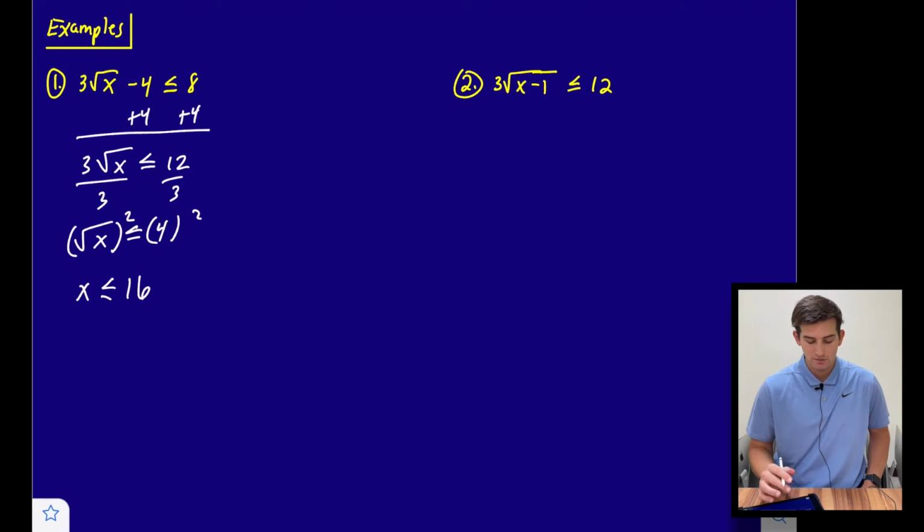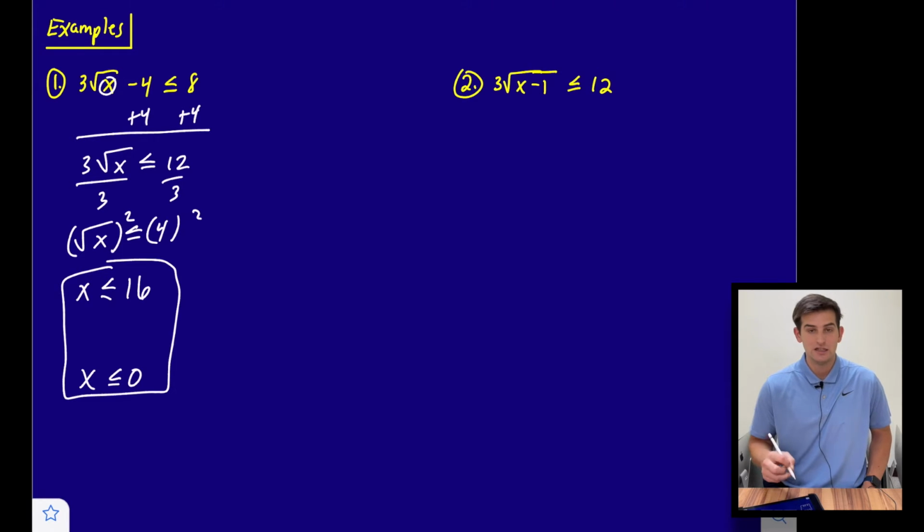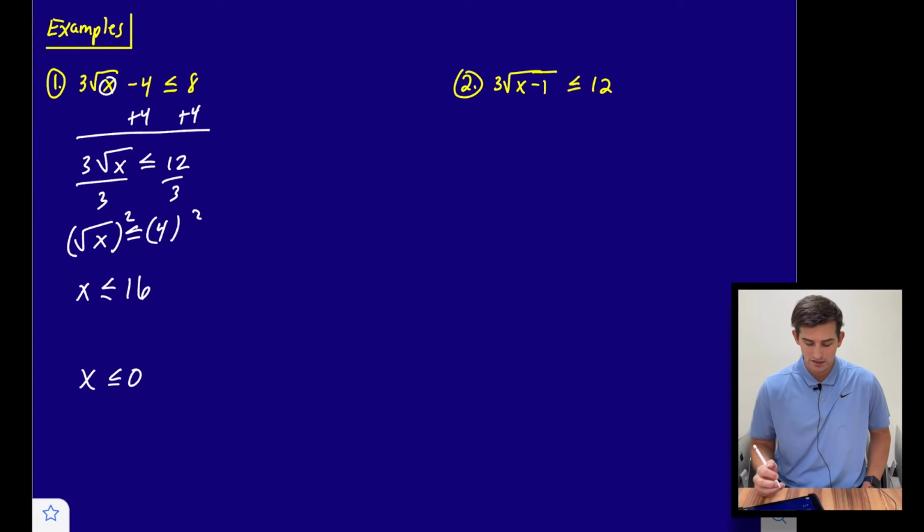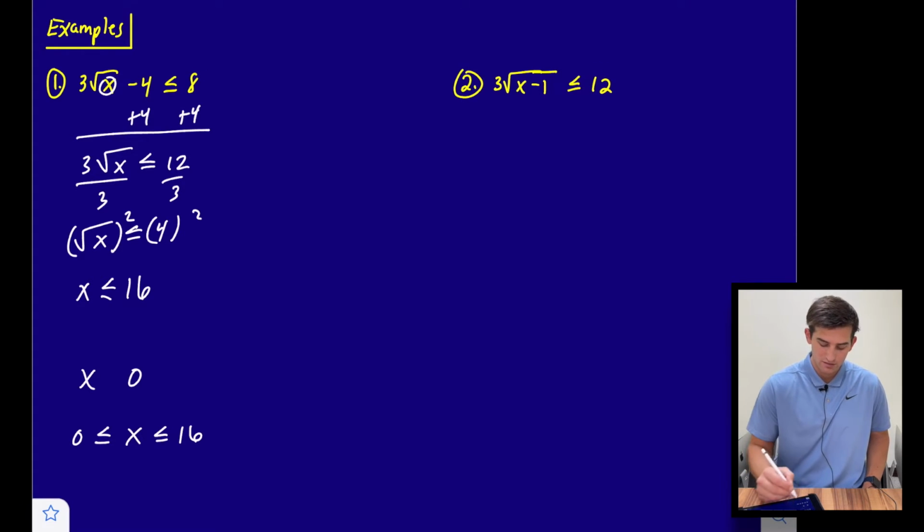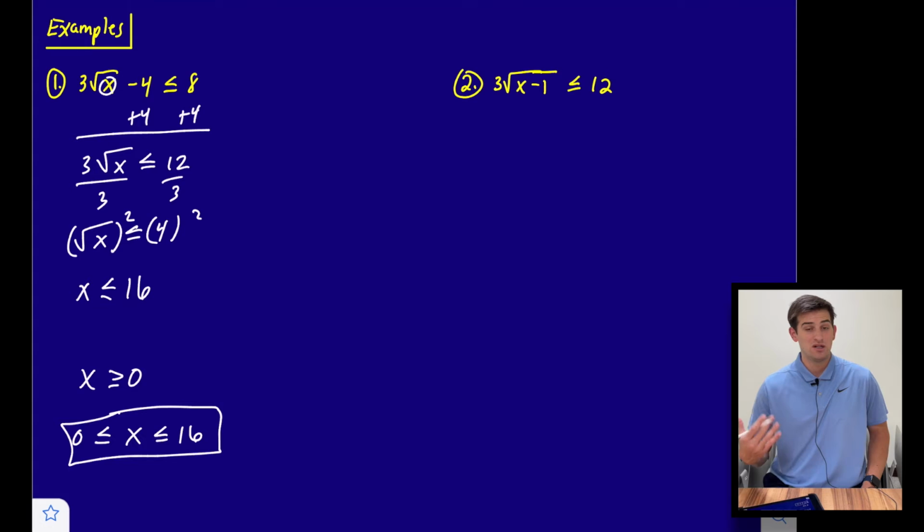Now, since it's less than, we want to make sure that we consider the values of our radicand, what's under the radical. Remember, that has to be greater than or equal to 0. So essentially, we have these 2 inequalities, and we want to write them together as a compound inequality. So x has to be less than or equal to 16, and we have 0 over here, and x, I think I wrote my symbol wrong here. This needs to be greater than or equal to 0. So we have an and compound inequality representing the possible solutions of x. It has to be between 0 and 16. We could include 0 and 16.